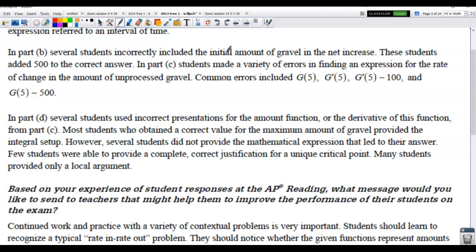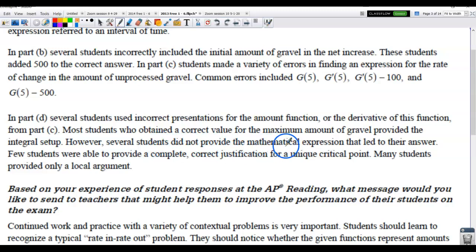In Part D, several students used incorrect presentations for the amount function. Probably there were students who forgot to include the initial condition in this part. Some students messed up the derivative. Most students who obtained a correct value for the maximum amount of gravel provided the integral setup.